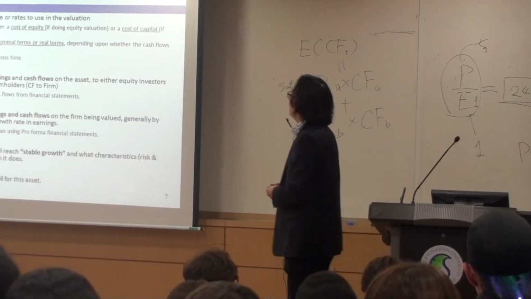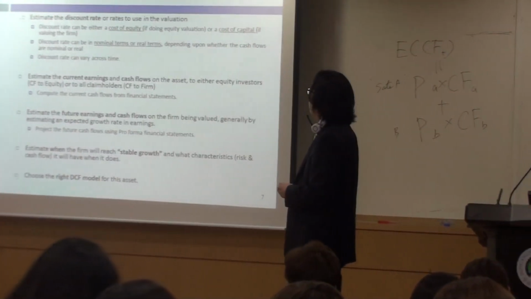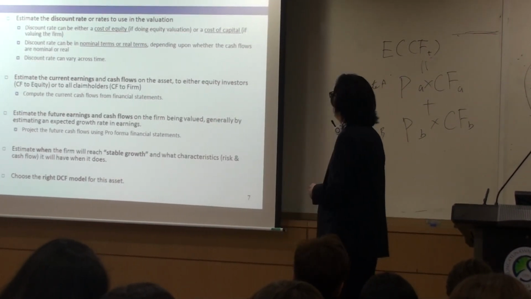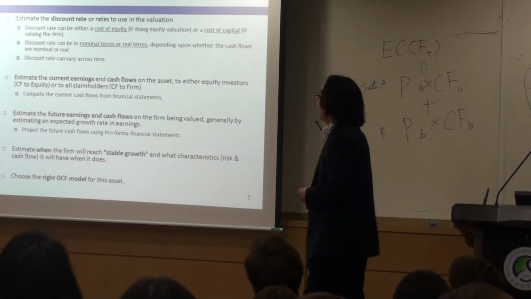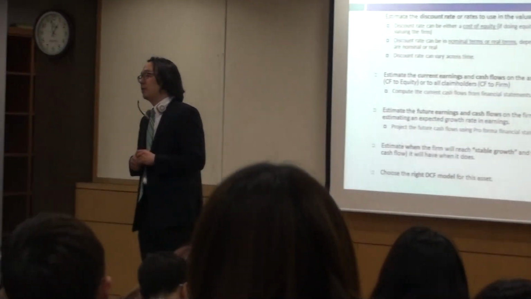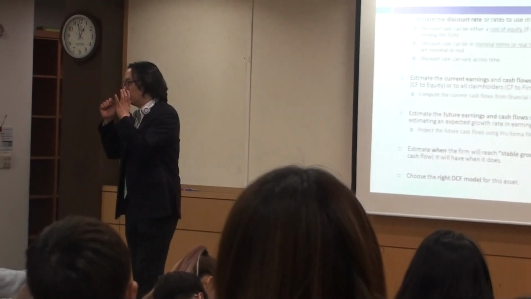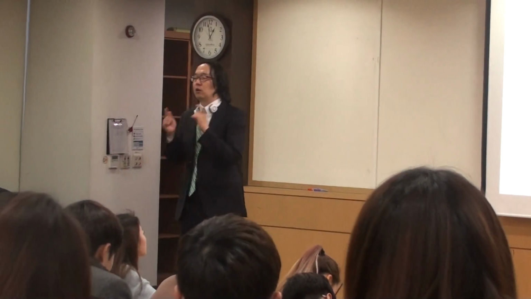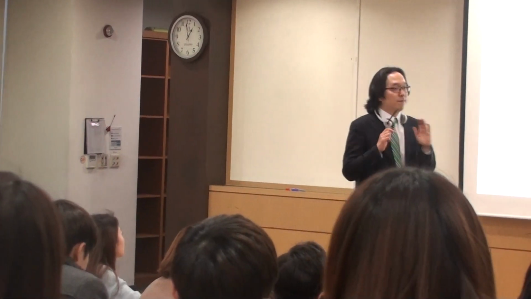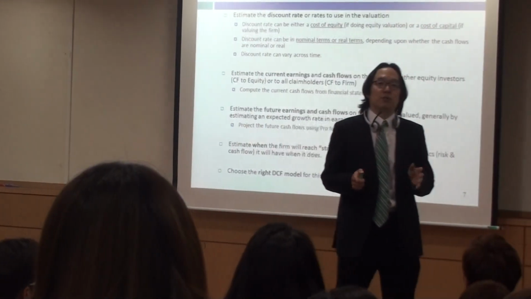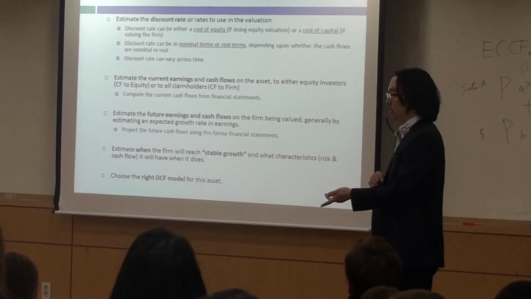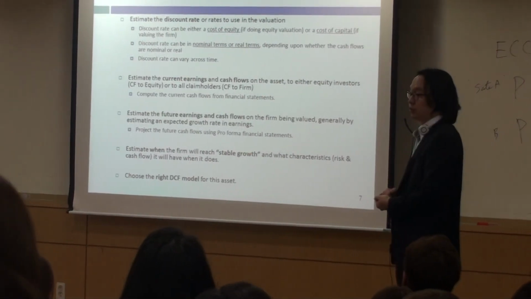And then DCF valuation, what kind of steps do we need? Well, estimate the discount rate or rates to be used in the valuation. You just have to be consistent. If you choose to go for equity side valuation and discount free cash flow to equity, your discount rate has to be the cost of equity. If you choose to go for firm valuation, do not discount it with the cost of equity. You have to discount it with WACC. People make mistakes by mismatching it. Non-trivial issue.